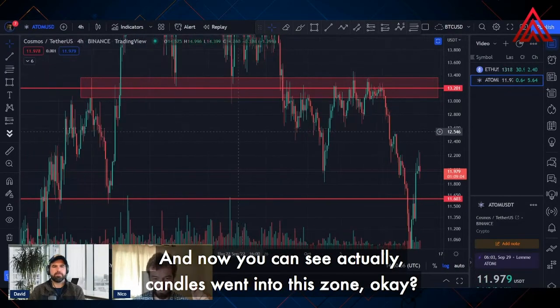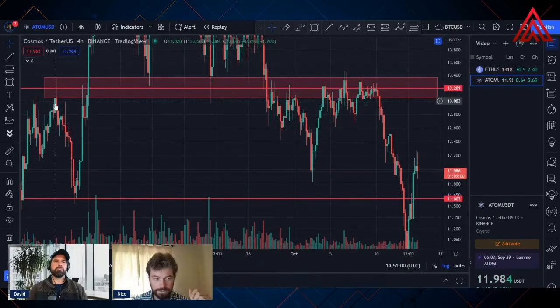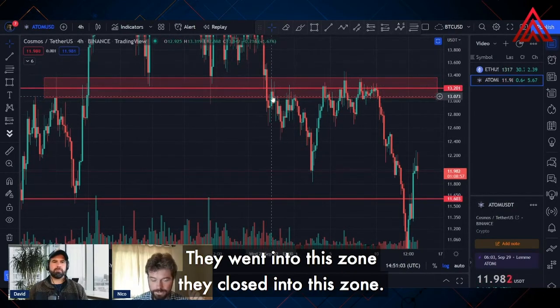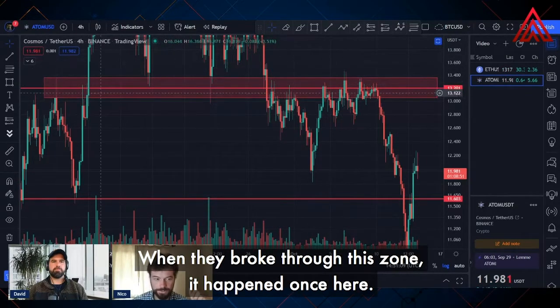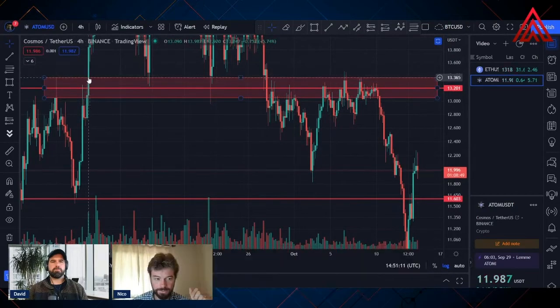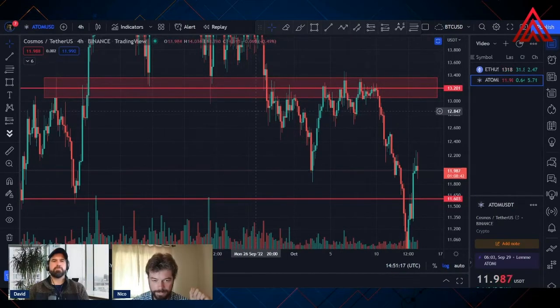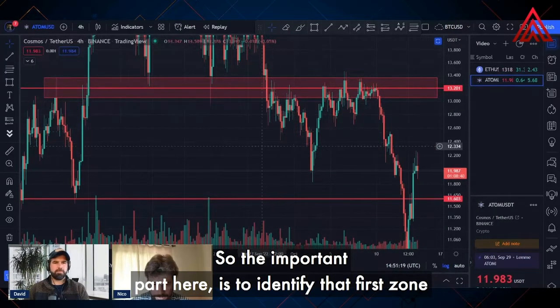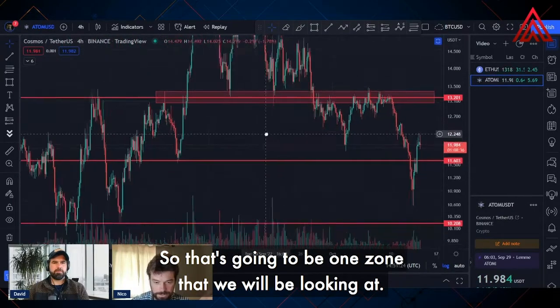And now you can see actually candles went into this zone, okay? They went into this zone, they closed into this zone, but it's quite rare when they closed above this zone, when they broke through this zone, okay? It happened once here, okay? All the rest, it's wicks or candles closing into this zone, okay? So the important part here is to identify that first zone. So that's going to be one zone that we will be looking at.